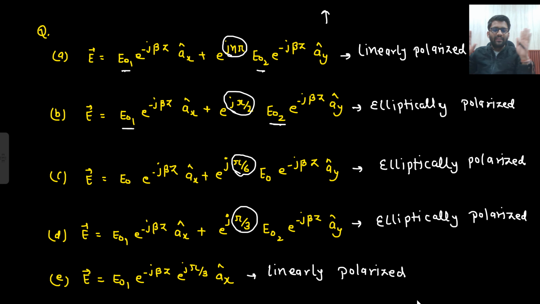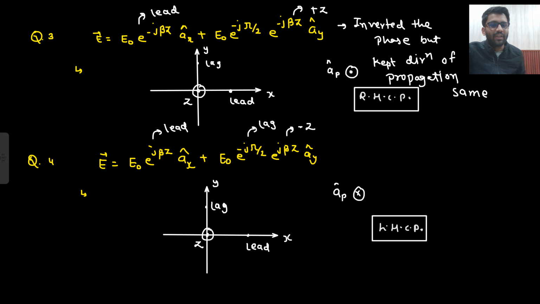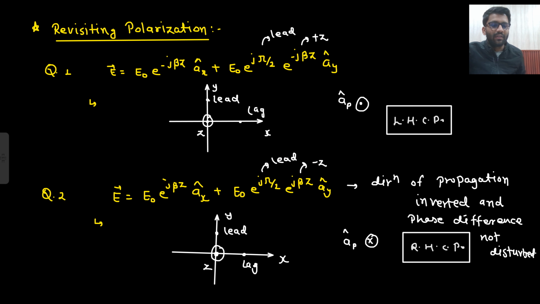Okay, so that's it about the revisiting of polarization. After that, we are going to see our next concept. Which concept? The concept of polarization at a media interface. So this was just a revisit of the polarization that we have already studied. Also, we have seen some new conclusions here as well. Okay, thank you very much.